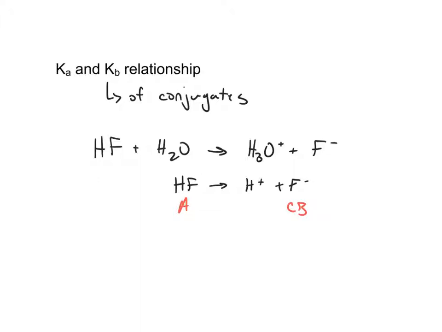Now, as we talked about on the last slide, because it's a weak acid, it has a Ka value. The Ka value is less than 1, but it does have a Ka value. That Ka value is actually 6.6 times 10 to the negative fourth.